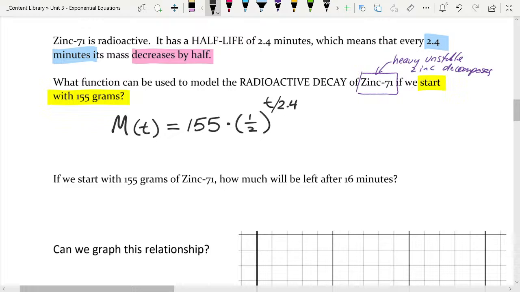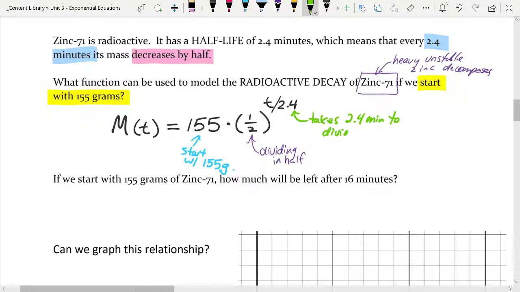And if you start to get the feel for that, the way I would say this expression out loud is, we're starting with 155 grams. We're going to cut that in half, but we're not going to cut it in half until t gets to 2.4. I'm going to write that here. So we start with 155 grams. Is everyone comfortable with that w/ being with? Okay. And we're always dividing in half, and it takes 2.4 minutes to divide in half. So we don't want to do it every minute. We want to do it every 2.4.